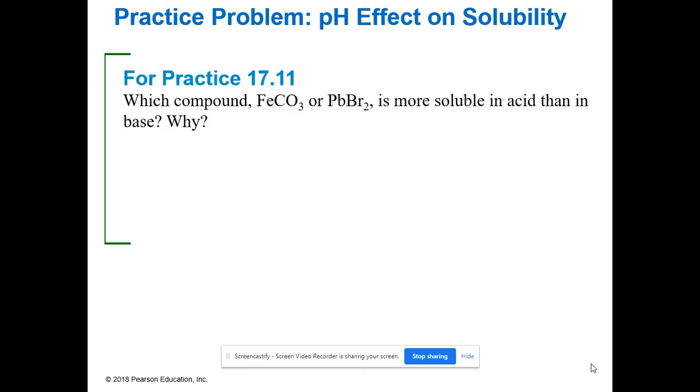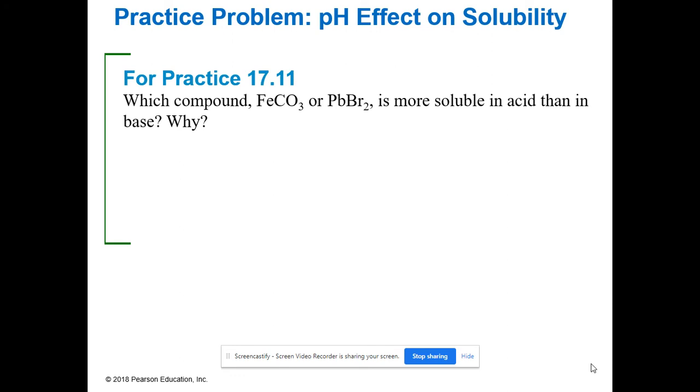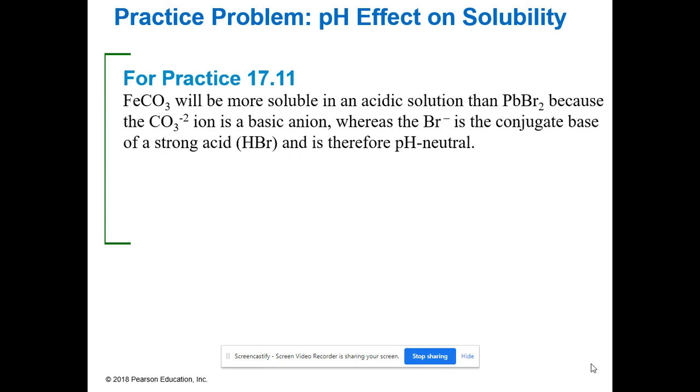So we can look at the effect of pH on our solubility. Go ahead and try this one. So we have iron 2 carbonate and lead 2 bromide. Which one is more soluble in an acid than in a base, and why? Please pause this and try. So hopefully you paused the video. Hopefully you came up with an answer. Let's see what our answer is.